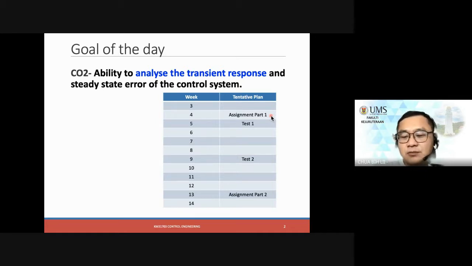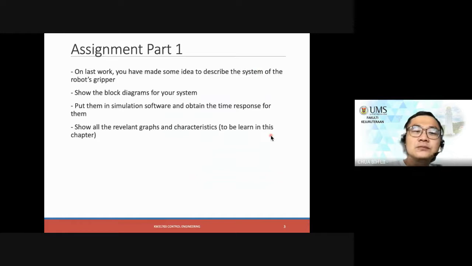So you just submit what you have done so far, so that I can go through it and give you feedback on that. As a part of the assignment, in the first week I showed you some of the videos on the robot grippers.